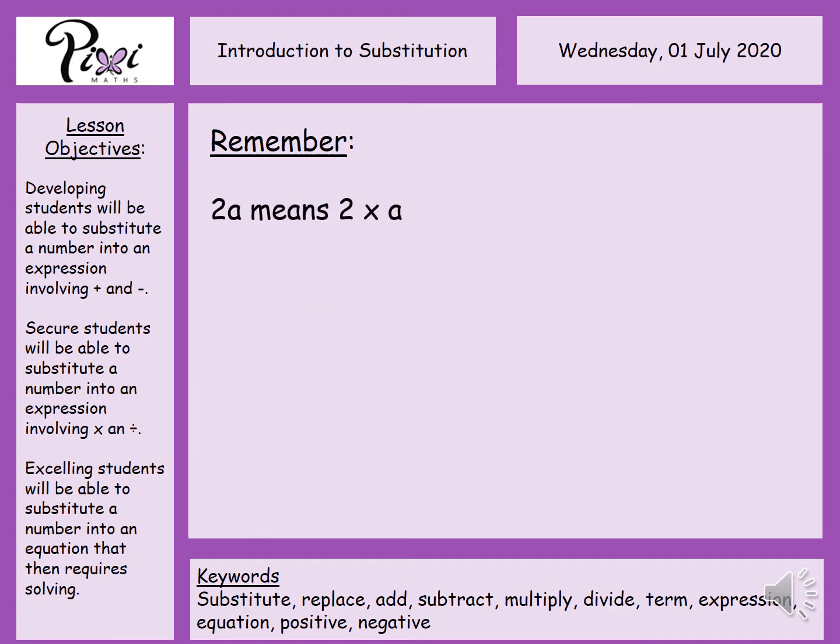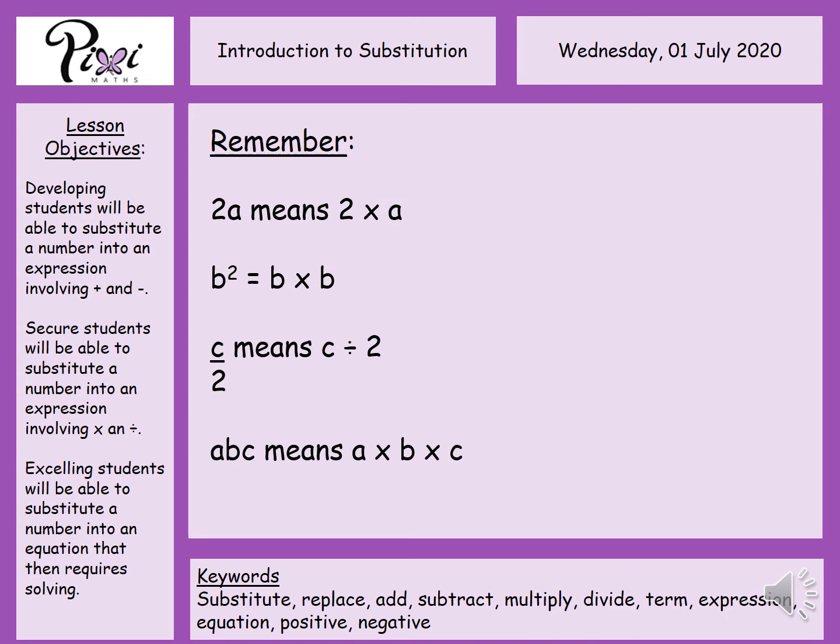So some key points to remember before we get started with the substitution. 2a means 2 times a. b squared, we saw last lesson, that meant b times b. And c over 2 means c divided by 2. And lastly, abc means a times b times c. So that's similar to the top one. If they're just next to each other with no symbols, that means they're multiplied.